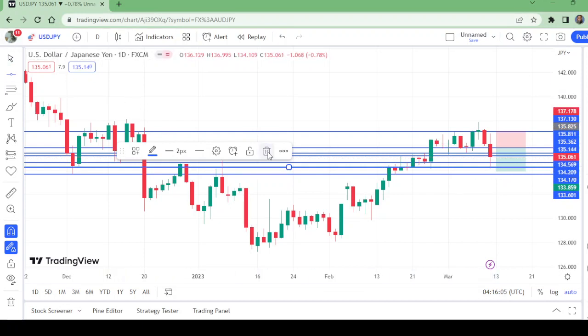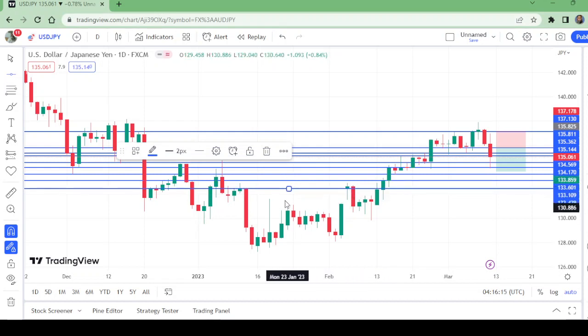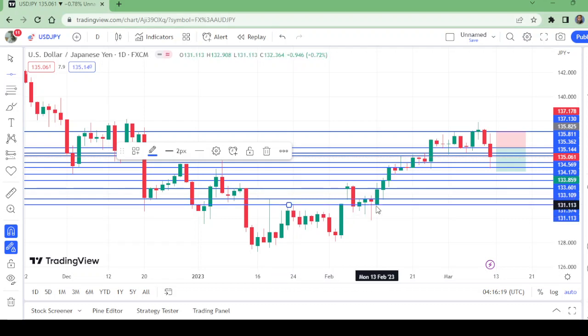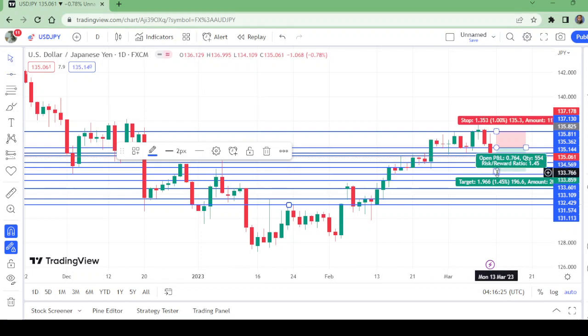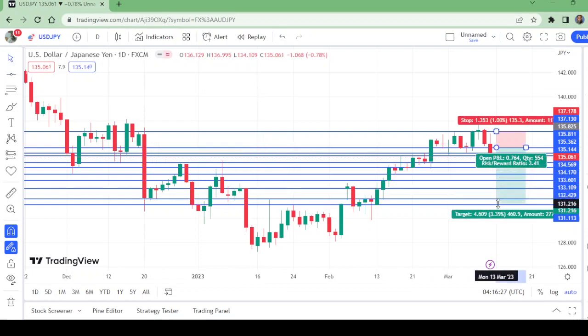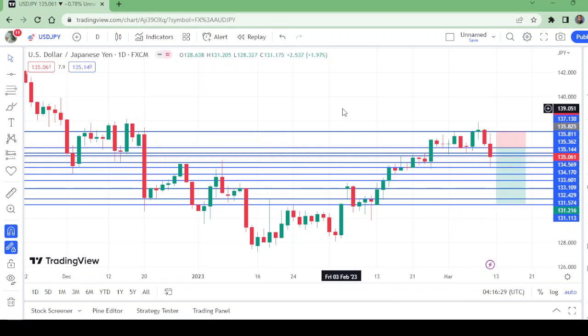Now, let me put the take profits accordingly. These are the take profit options. Now it's all up to you, according to your strategy, where you take maximum up to this level. It's all according to your strategy and risk reward ratio and your analysis.